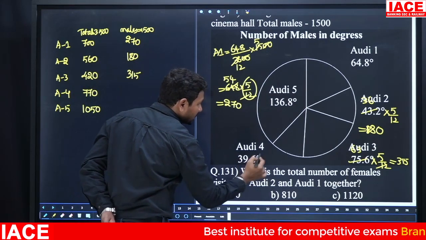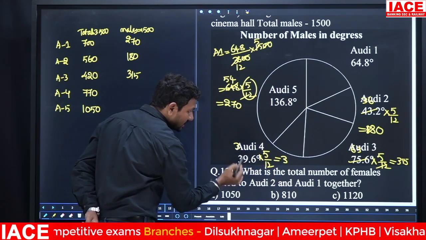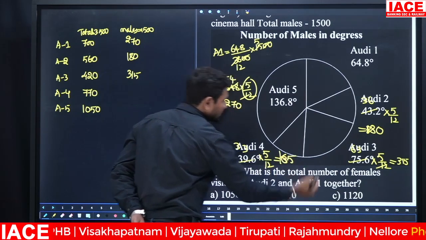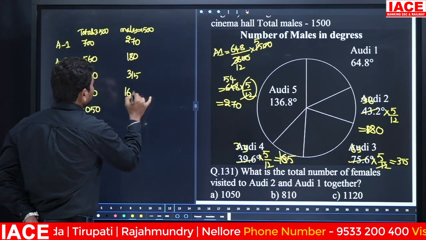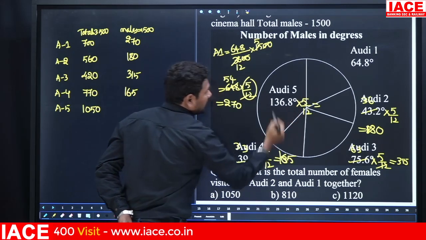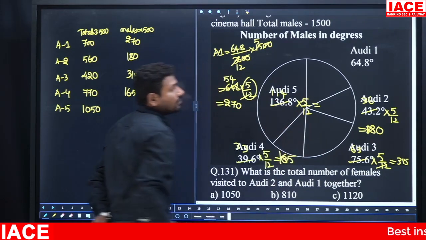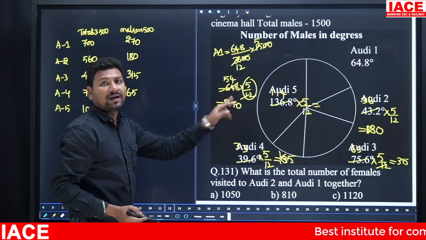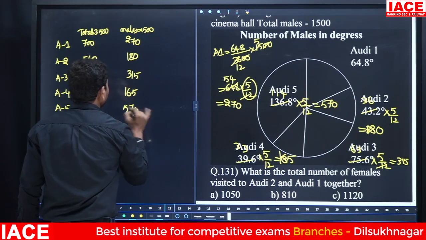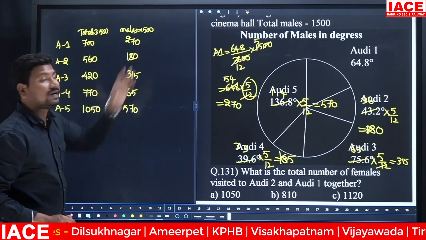Next, here 39.6 degrees, multiply with 5 by 12. 12 3s is 36, 12 3s is 36, 12 3s is 36, 33 5s, 5 3s is 15, it is equal to 165. 165 people belong to males. Next 136.8, here 5 by 12. Here 12 how many times? 12 ones are 12, remaining is 16, 12 ones are 12, 12 fours, and 5 into 114: 5 into 100 is 500, 14 5s is 70, it is equal to 570.